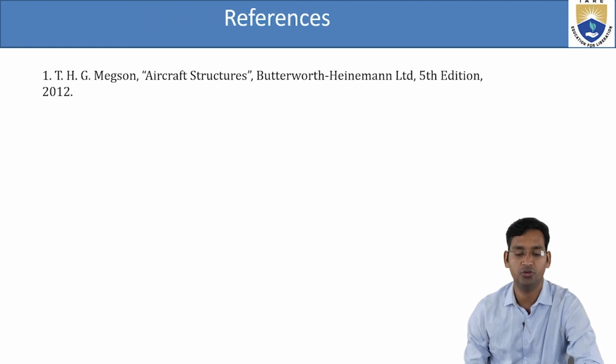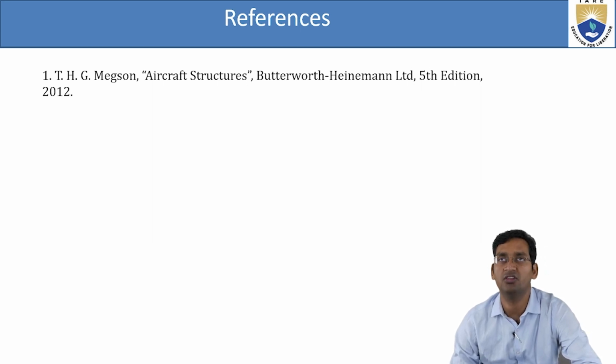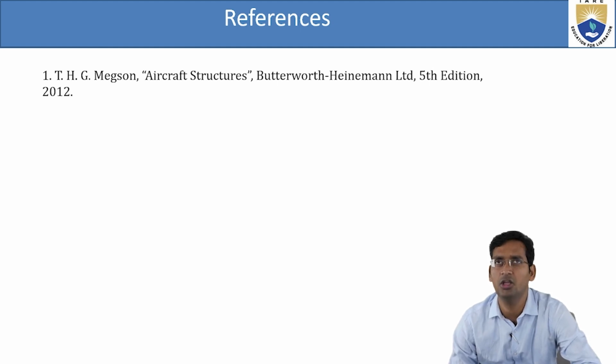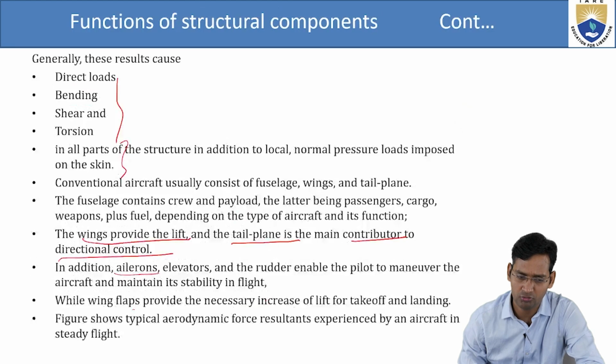Okay, so this is again that the book name is Megson, Butterworth Heinemann, that is the 5th edition. So 5th, 8th, 2012, these many editions are there. So just buy the latest one like 2020, and you can refer. So just strictly quickly go through all this.